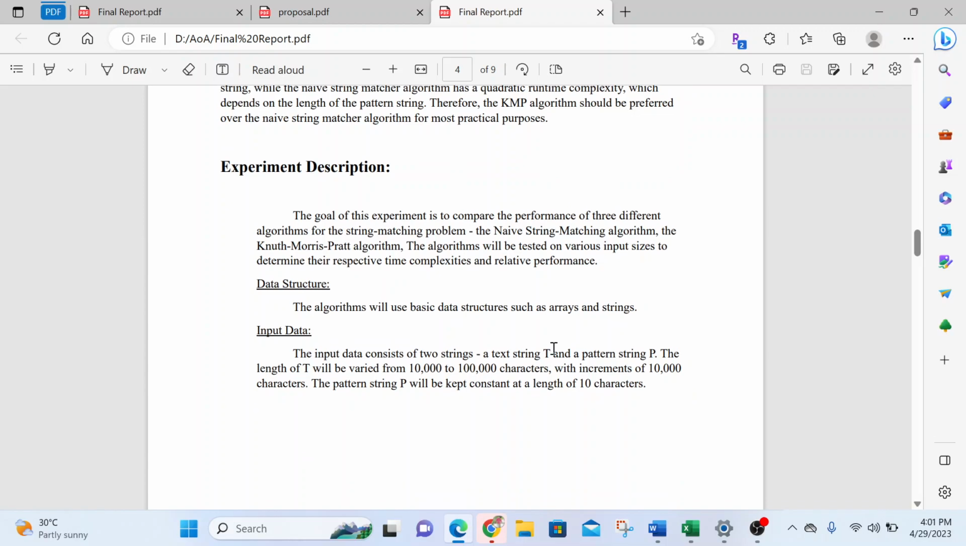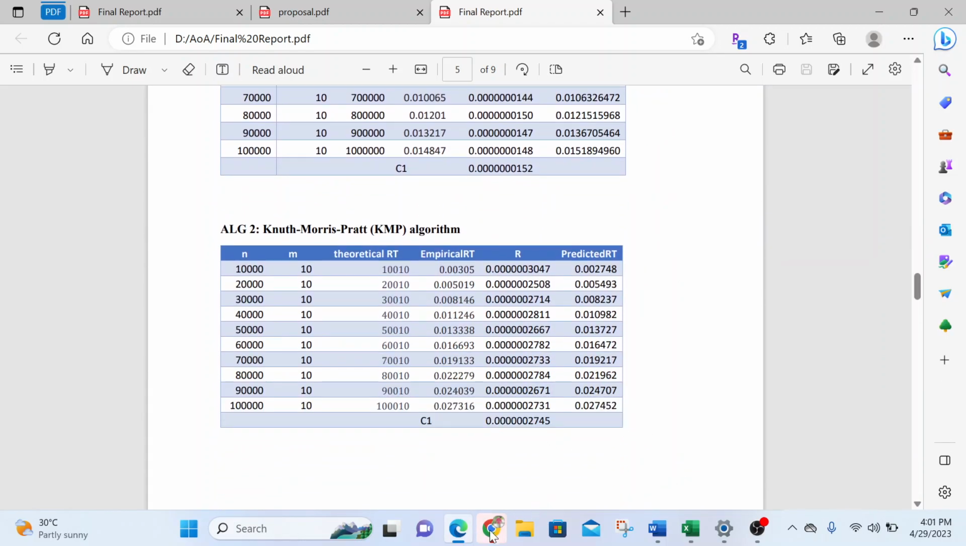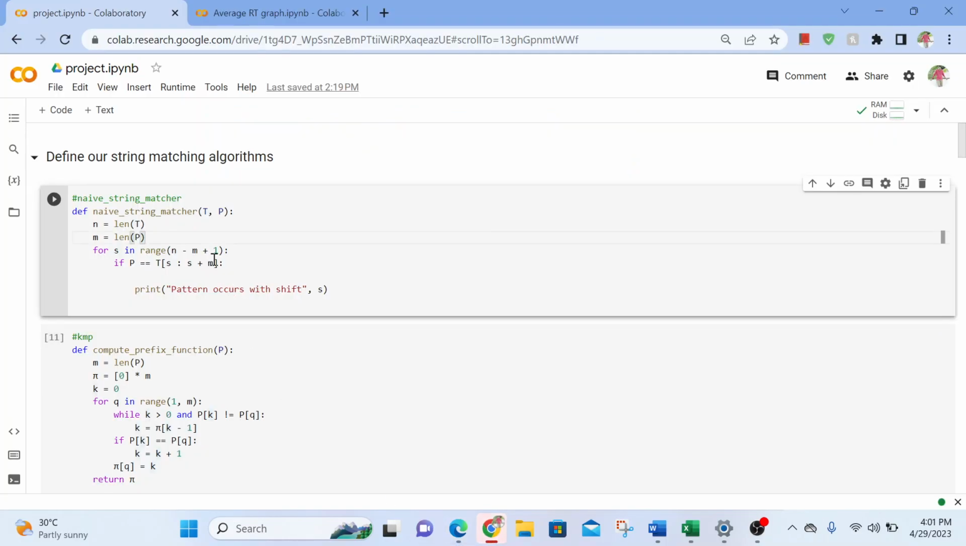In the experiment description, I'm going to take 10,000 to 1 lakh characters with increments of 10,000 characters. These are the tables for computing C. And now I'm going to explain about the code. In this code, I'm going to take the Naive string matcher. Here I'm going to implement the algorithm as a comparison.